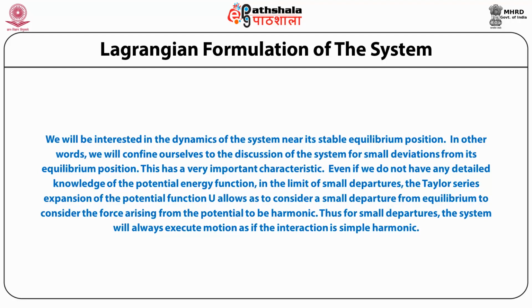This is a very important characteristic: even if we are ignorant about the detailed knowledge of the potential energy function, in the limit of small departures from the equilibrium position, the Taylor series expansion of the potential function U allows us to consider a small departure from equilibrium as a harmonic potential. Thus, for small departures, the system will always execute motion as if the interaction is simple harmonic. This can be seen very easily.